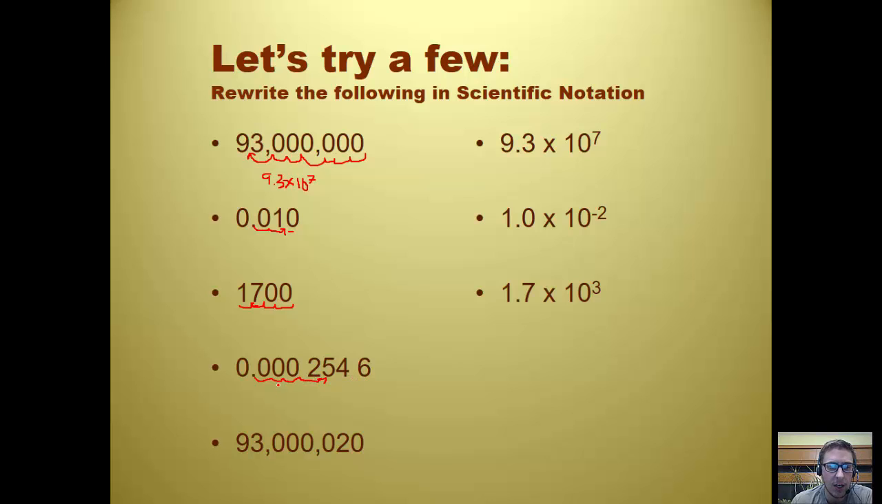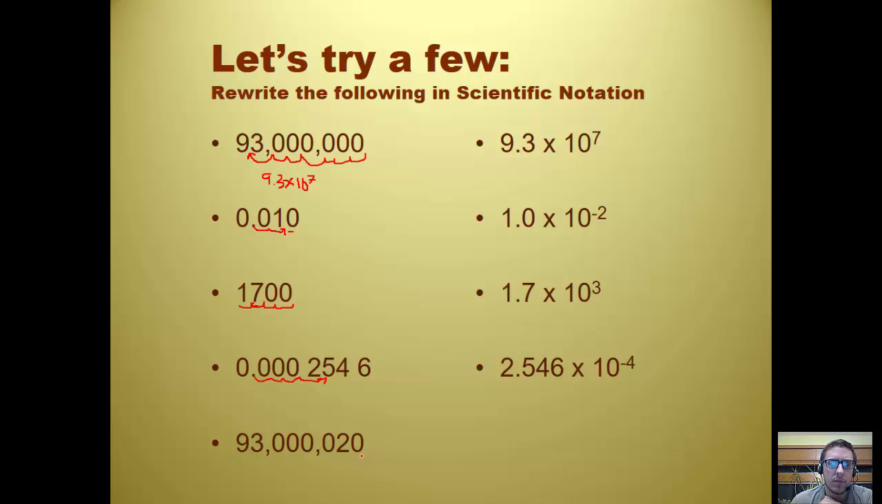Absolutely. How many sig figs? These are just placeholder zeros, so they don't count. 2.546 times 10 to the negative 4th, because again, we move to the right. How about this one, though? Oh, that's tricky. We're going to move this direction. However, let's move this direction.